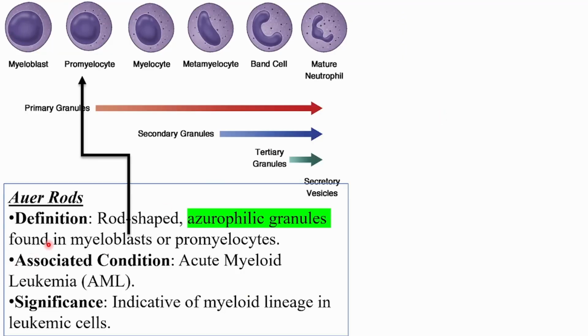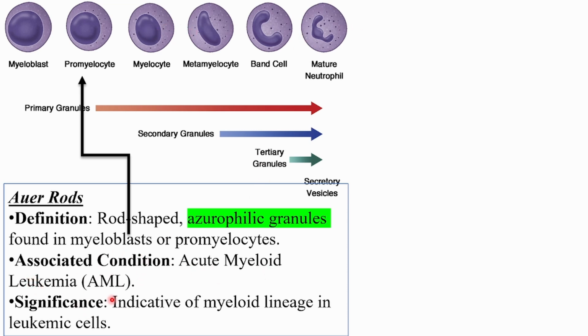So for the exam, what can you write? Auer rods definition: rod-shaped azurophilic granules. Azurophilic means blue color loving granules found in the myeloblast or promyelocyte. So this is myeloblast and promyelocyte. In these two stages you can find Auer rods. Not here. It is generally not seen here.